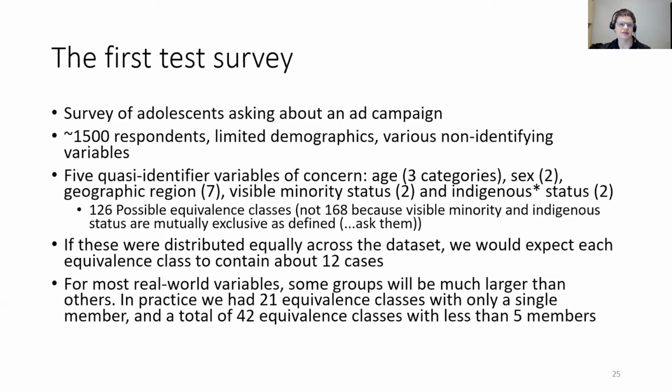The 5 quasi-identifier variables of concern included age, which was in 3 categories. These were adolescents. I think they were 12 to 13, 14 to 16, and 17 to 19, or something like that. Gender or sex, which had 2 categories in this survey. Geographic region, which had 7. Visible minority status, which had 2. And Indigenous status, which had 2 categories. Simple multiplication leads us to 168 possible categories in this data set. In fact, there were 126 equivalence classes because visible minority and Indigenous status are considered mutually exclusive as defined.